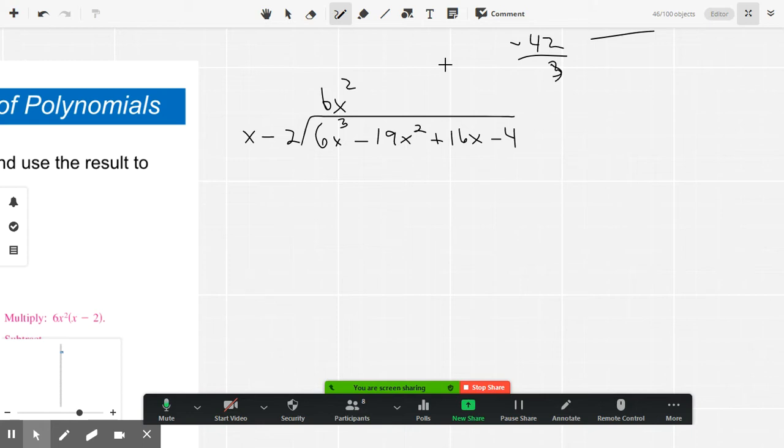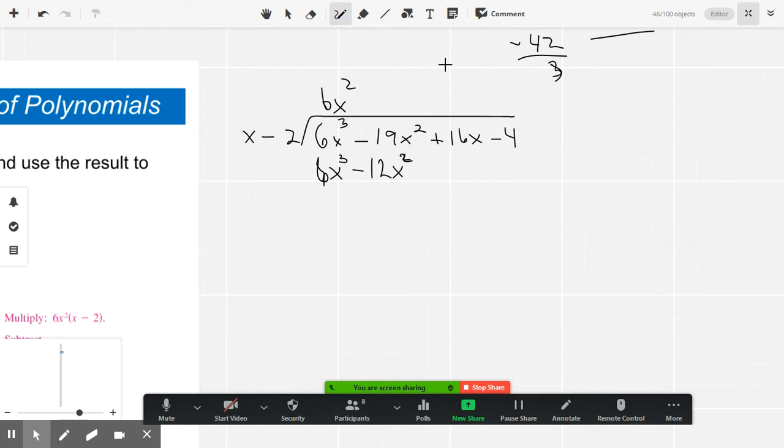And now what I do is I multiply just like we did before. 6x squared times x is 6x to the third. And then I have to also multiply it by this. 6x squared times negative 2 is negative 12x squared. And notice this is why we have to have place value holders. Notice my x cubes are lined up and my x squareds are lined up. And then we subtract. Now, I don't just subtract 6x cubed. I subtract the entire polynomial. So I have to basically distribute that negative through there.